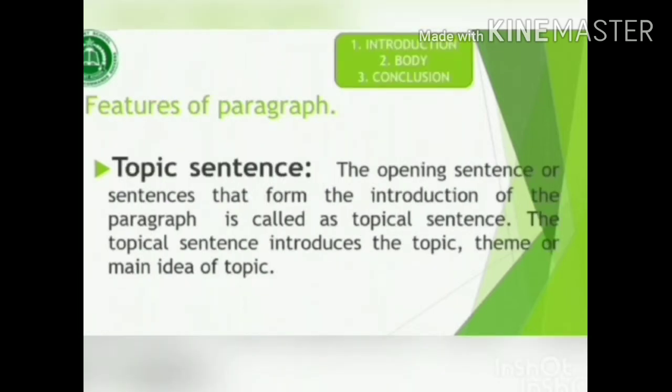Let's see the features of a paragraph. Basically, we divide a paragraph into three parts: introduction, body, conclusion. The first feature of the paragraph is a topic sentence. The topic sentence is based on the introduction. The opening sentence or sentences that form the introduction of the paragraph is called the topical sentence. The topical sentence introduces the topic, theme, or main idea.